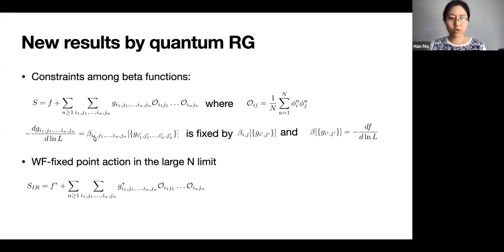For such a general action, we can find its coupling constants, or you can say coupling functions. But I will still use the term coupling constants because different lattice sites just distinguish different coupling constants. With those coupling constants, we can act with an infinitesimal RG transformation on this action. Then the change in the coupling constants defines the beta functions. And this very general beta function is actually fixed by the beta function of the constant, which is also the free energy, and the beta function for the fundamental couplings. This is the first discovery of our work. I will go into very much detail in the next slide about this point.